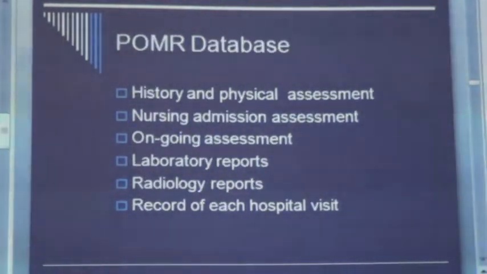POMR database: history and physical assessment, nursing admission assessment, and ongoing assessment, up to the patient's hospitalization. There may be some problems that may be resolved or new problems may arise. So ongoing assessment is necessary throughout the hospitalization of the client. And laboratory reports, radiology reports, and records of each hospital visit. That means the patient each time is coming into the hospital and again discharged, again coming, again has some problem like this. So all over the patient's coming and going to the home or hospital, the total record will be in the record form.